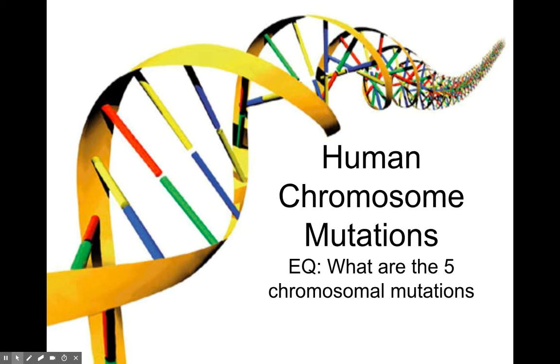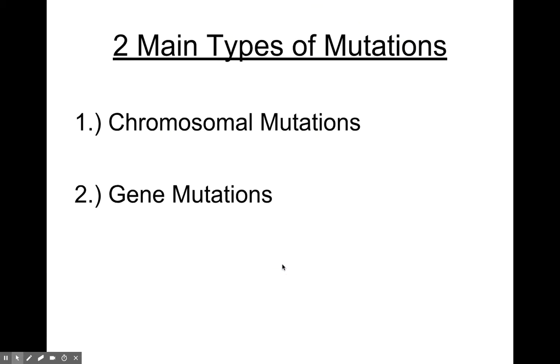But in this lecture, I want to focus on human chromosomal mutations. So your essential question is, what are the 5 chromosomal mutations? So as you've seen, there are 2 main types of mutations. There's a chromosomal mutation, which we're going to learn about now, and there are gene mutations. Those are things like insertions and deletions and base pair substitutions that you've already learned about.